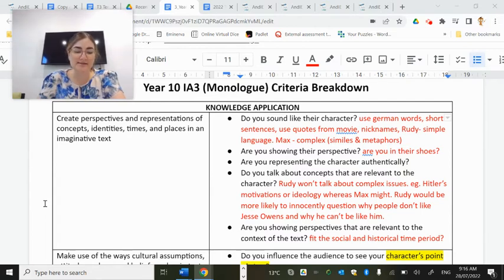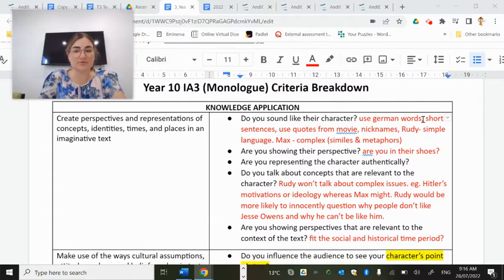Have you shown your understanding of the character, the film, the contextual and social time period, and the historical events relevant to your character? So the first dot point is talking about, do you sound like your character? Now, here we don't mean have you put on a German accent. This is more about the tone and the language that they use. Is it authentic to who that character is?